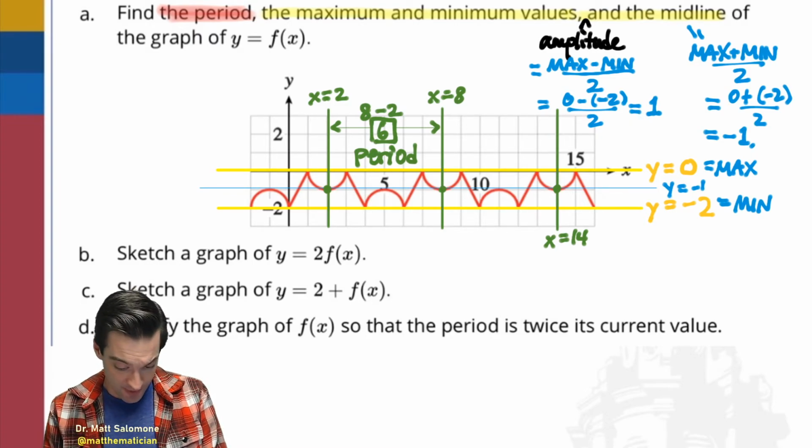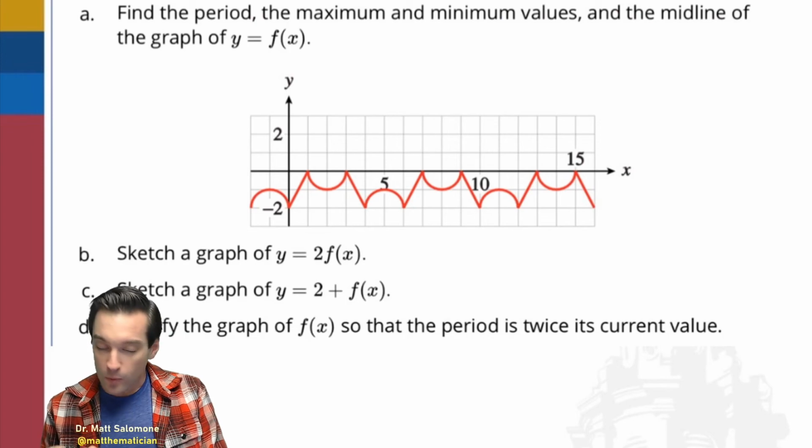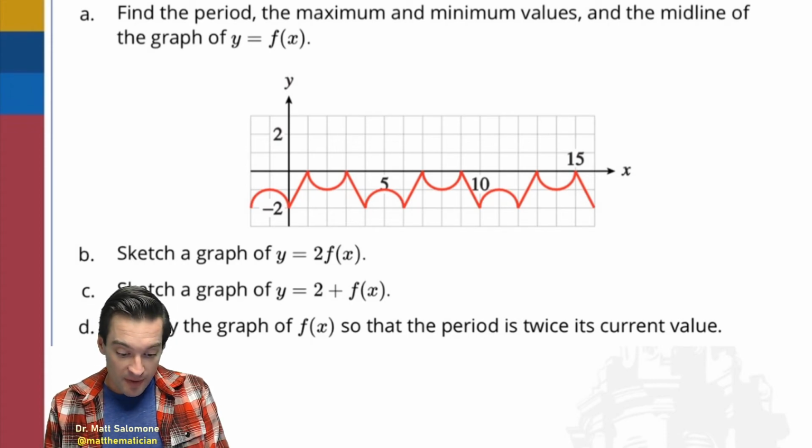So now what happens? Now we want to know what's going to change about this graph when I apply some graph transformations to it. And this is where things start to get good and interesting. Let's look at this first one. What does a graph of y equals 2 times f of x look like?